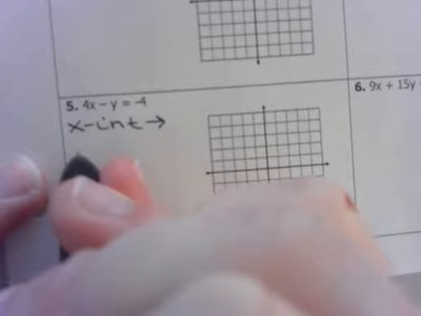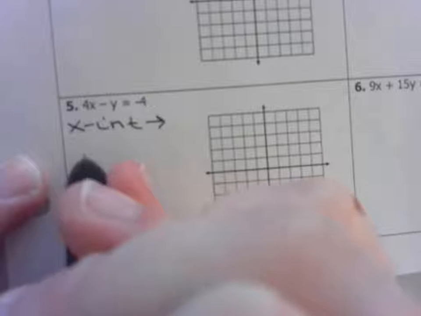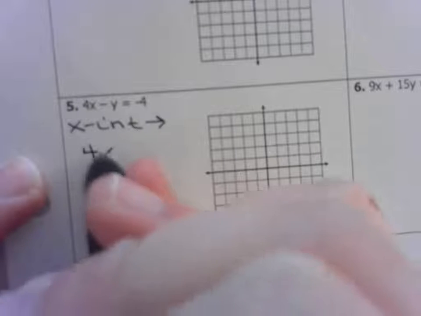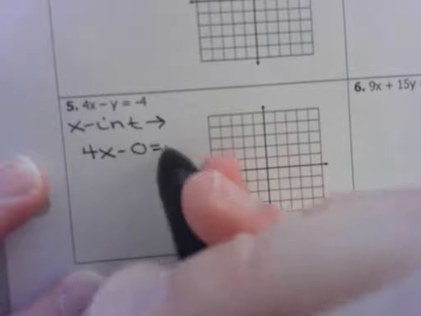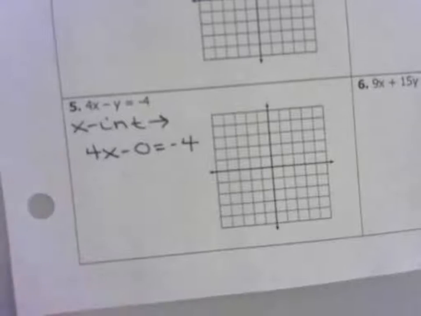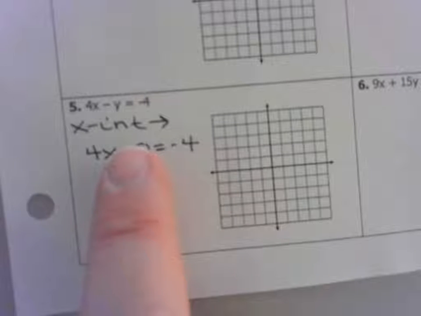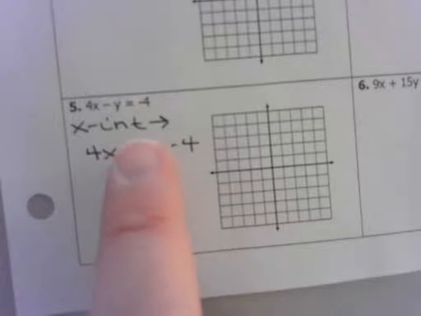How do I find the x-intercept? Plug 0 in for y. So 4x minus 0 equals negative 4. To find the x-intercept, you always plug 0 where y is. Don't make that harder than it is. Now, minus 0 is just kind of gone. You can just cover it up.